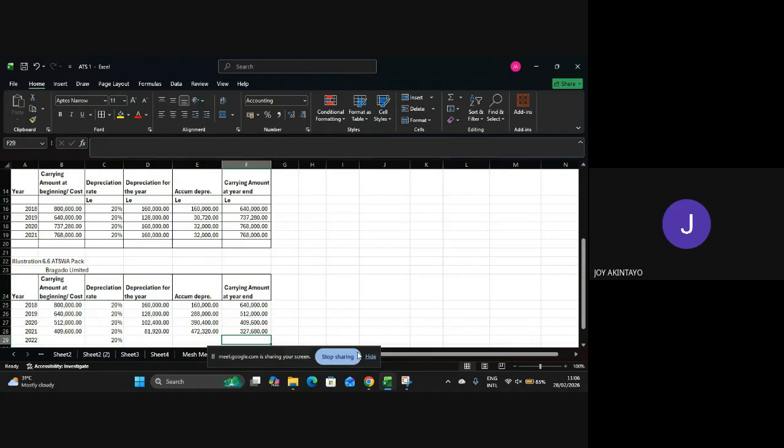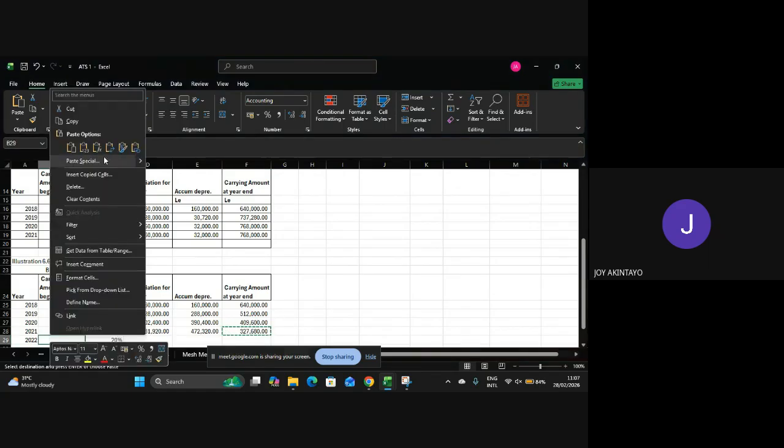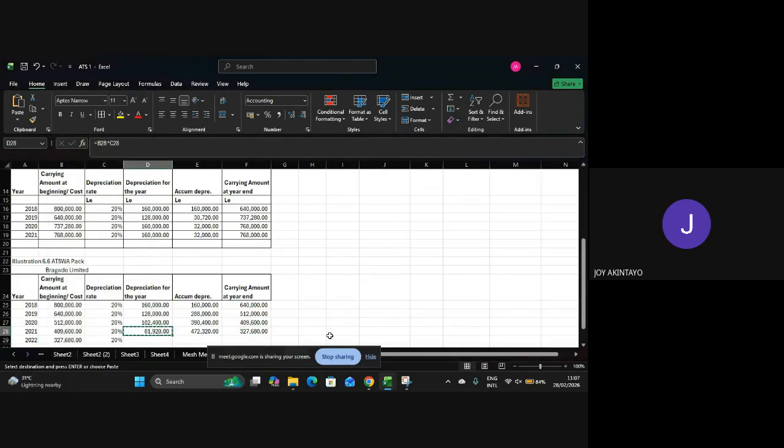So then now this will be our new carrying value. 20% of it. What's 20% of 327,680? 65,536. So we have 65,536.